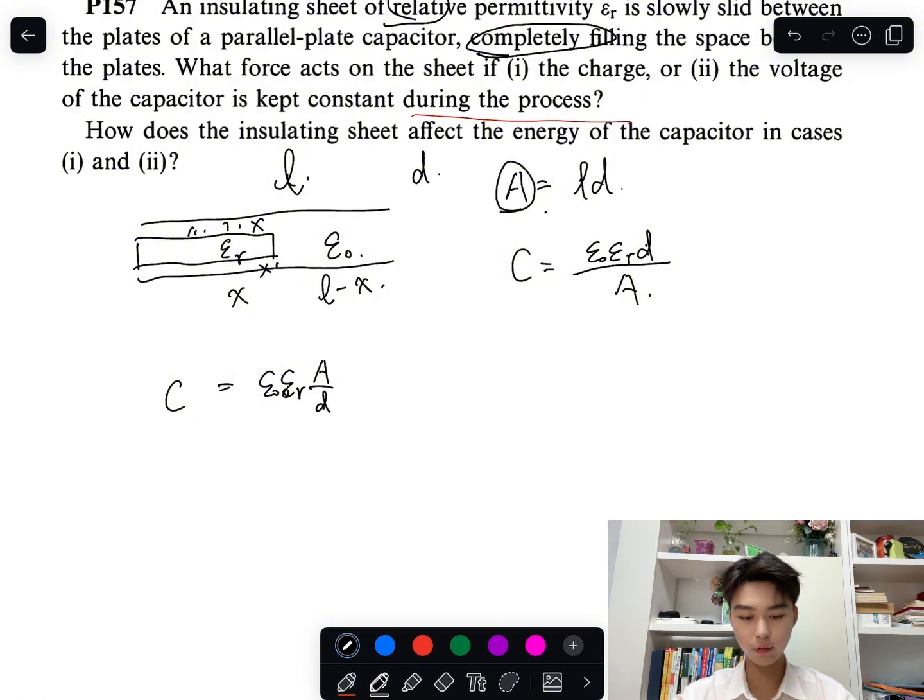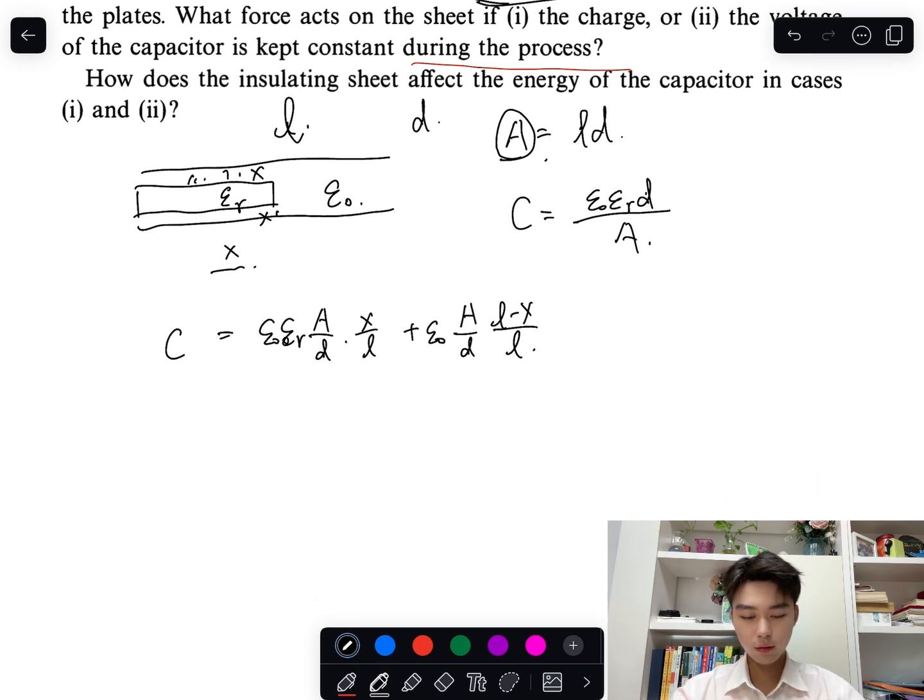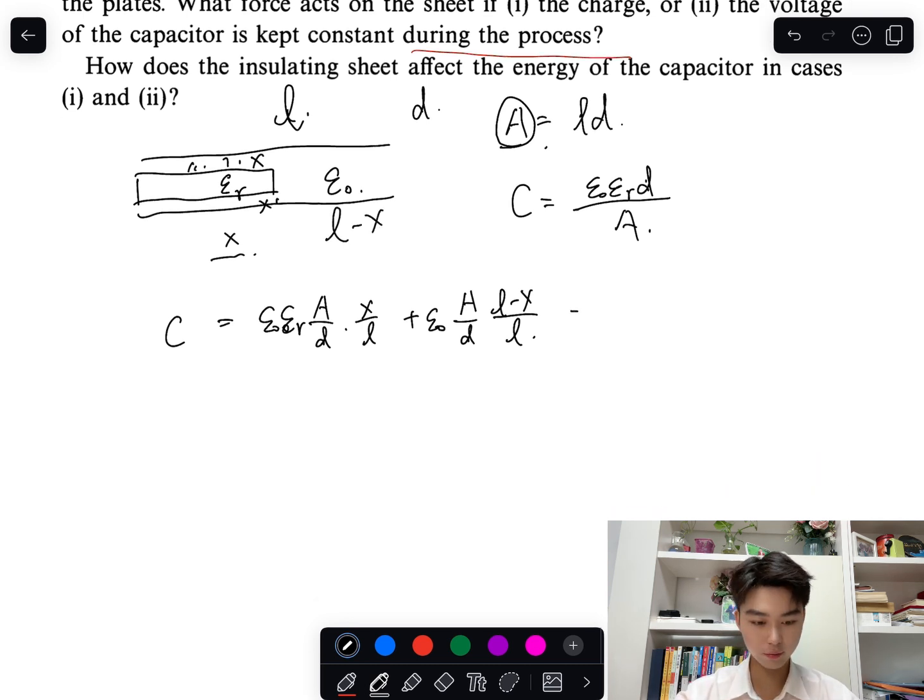We just use the cross-sectional area, and we can use X and L minus X, but in order to make it easier, we'll use the partial of length X. Okay, so we have epsilon 0 epsilon r A over D times X over L plus epsilon 0 A over D times L minus X over L. Here it gives the result of this.